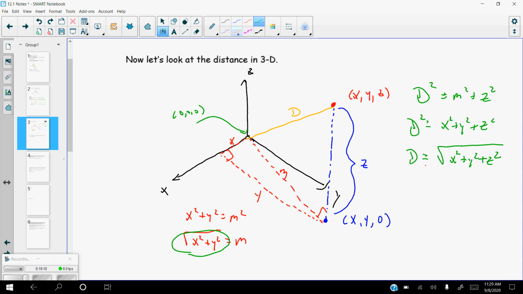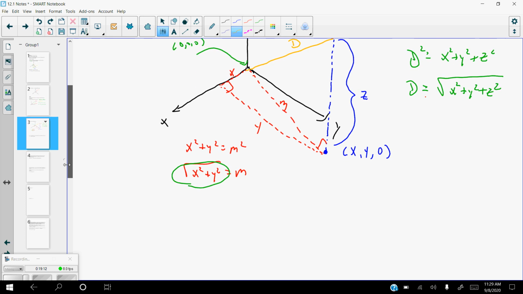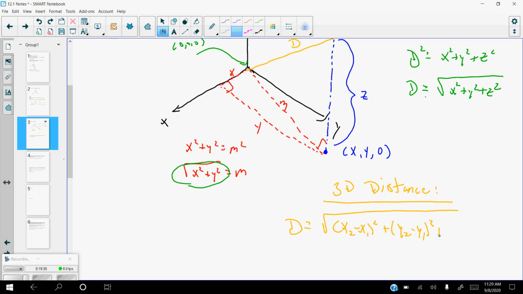So, final result here is that in 3D, our 3D distance is very similar to what it was in 2D. It is the difference in the x's, so x2 minus x1 squared, plus the difference in the y's squared, plus the difference in the z's squared. And that's it. That is your 3-dimensional distance.